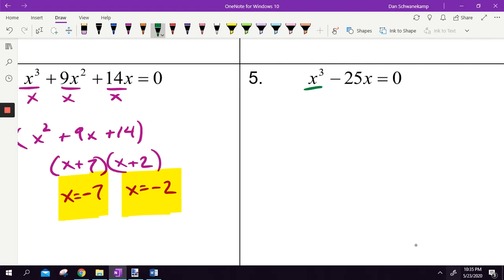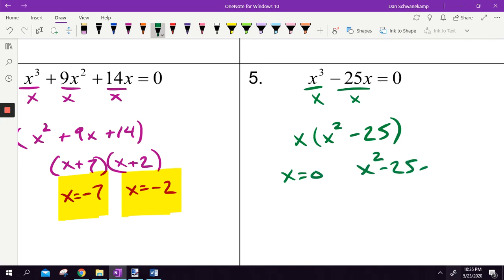Number 5, take out what they have in common. Take an x out of both. If I take an x out of that first one, I'm going to be left with x squared minus 25. Set each of them equal to 0. I'm going to add 25, take the square root, plus or minus 5.